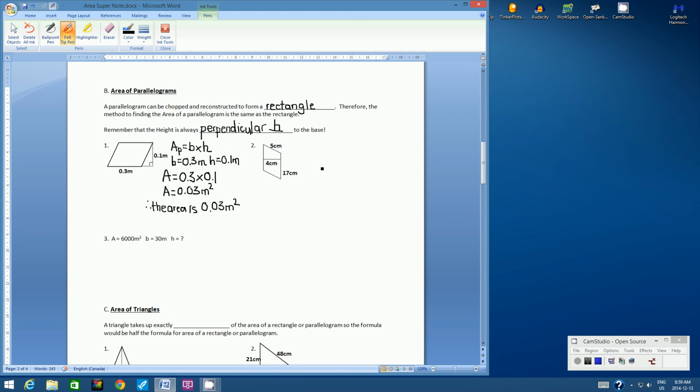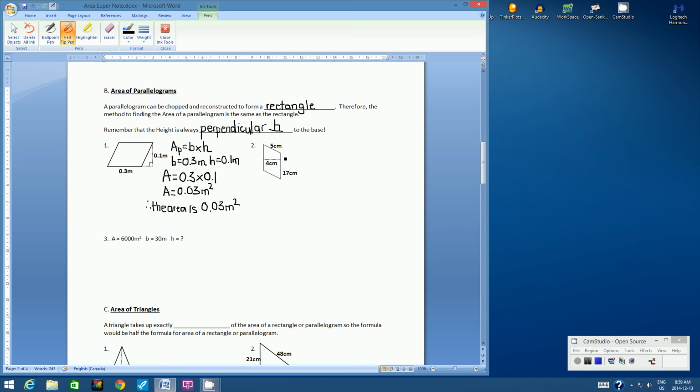Let's go on to example 2. Now in example 2, I've thrown in something that leads to you proving that you understand the relationship between the height and the base. There are 3 measurements given in this parallelogram. However, one of these measurements is not needed.